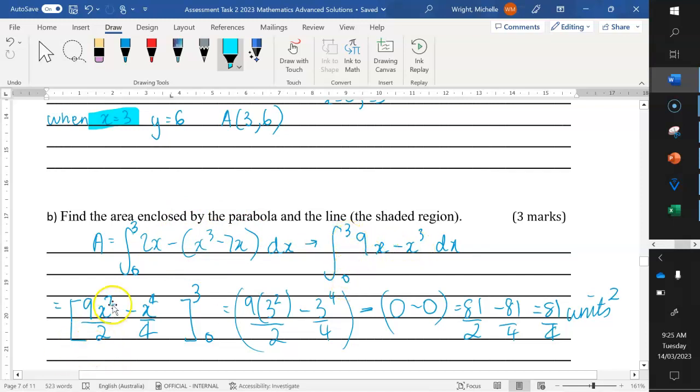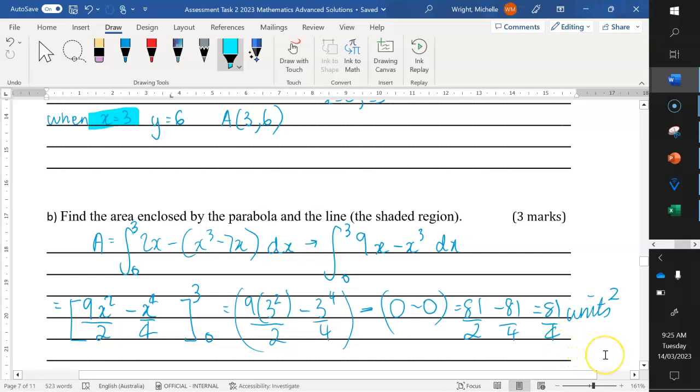Let's integrate that. Adding 1 to the power, dividing by the power, I get 9x squared on 2. Adding 1 to the power, dividing by the power, x to the 4th on 4, between 3 and 0. Let's pop 3 in. This is what we end up with: 9 times 3 squared over 2, minus 3 to the 4 on 4. We'll work that out. Minus, when I pop 0 in there, we have basically 0. So what we're going to end up with is 3 squared is 9, 9 times 9 is 81 over 2, minus 3 to the 4 is 81 over 4. Either work that out using paper or on your calculator. It will give you 81 over 4.